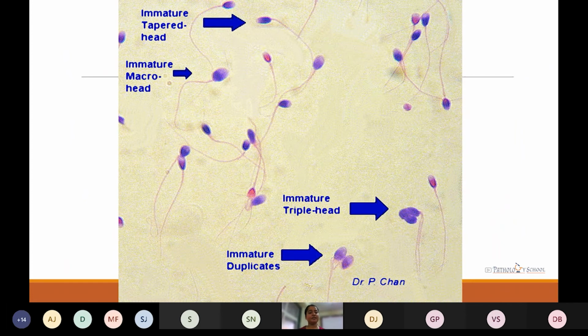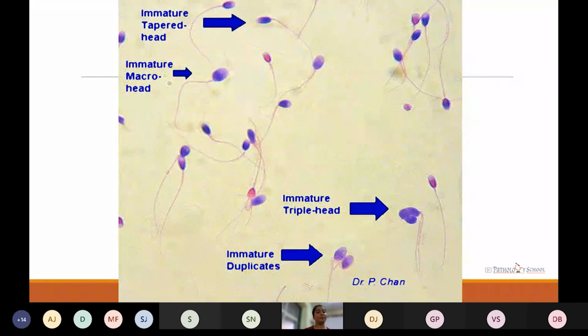Okay, in this picture, we can see the first arrow is showing you an immature tapered head. Usually it is round to oval in shape. Then we have an immature macro head, which is larger than the normal size. Then we have the immature triple head. And lastly, we have the immature duplicates.